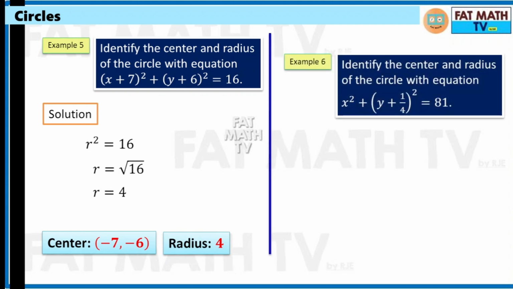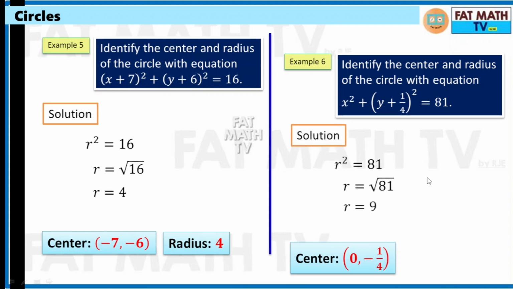Example number 6. Identify the center and radius of the circle with equation x squared plus y plus 1/4 squared equals 81. Here h is 0, k is negative 1/4. So the center is at 0, negative 1/4. And then the square root of 81 is 9. Therefore, the radius is 9.